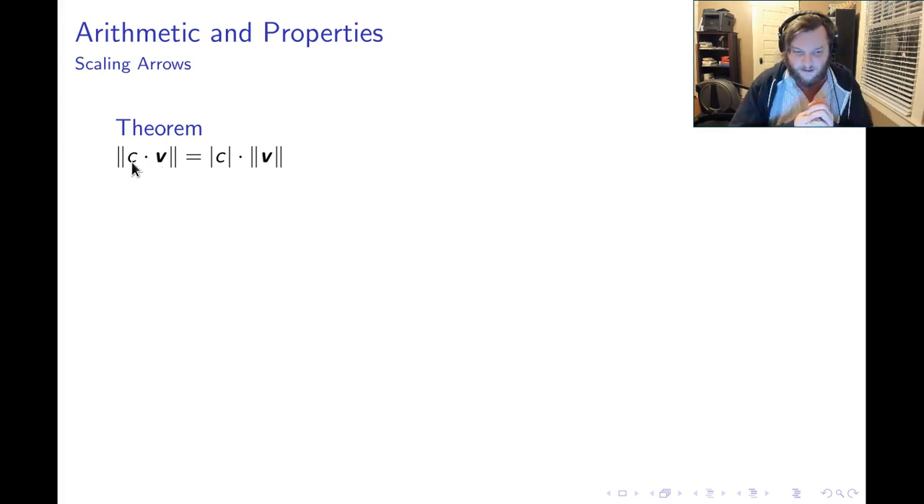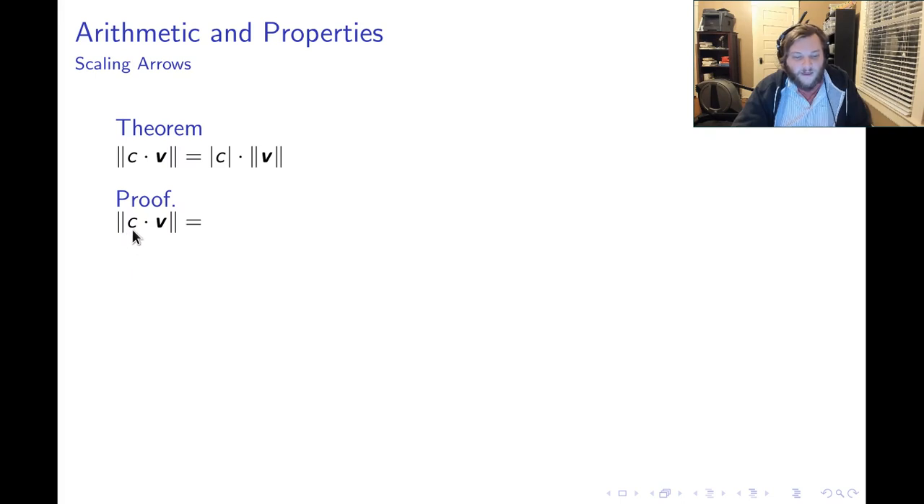take length, this is always the same thing as the absolute value of the scalar we used multiplied by the length of the original vector. So we have a formula we want to prove, and I want to walk through this proof line by line here. So how does the proof work?